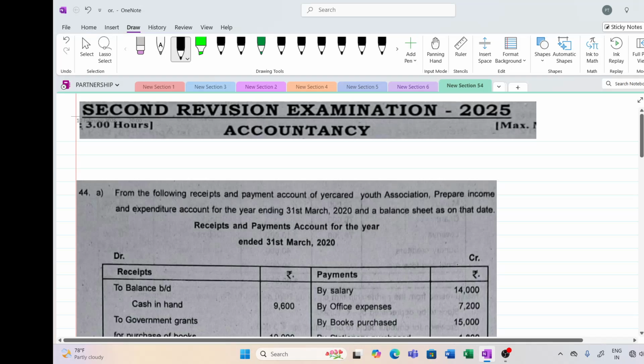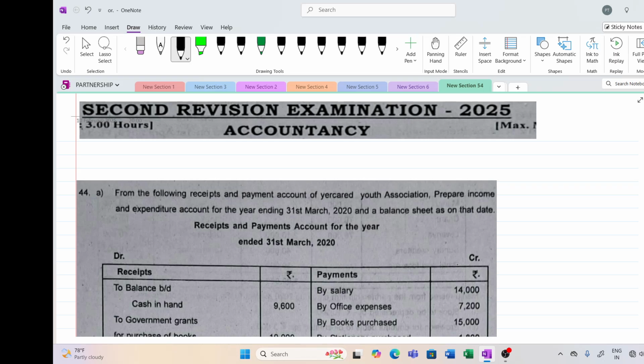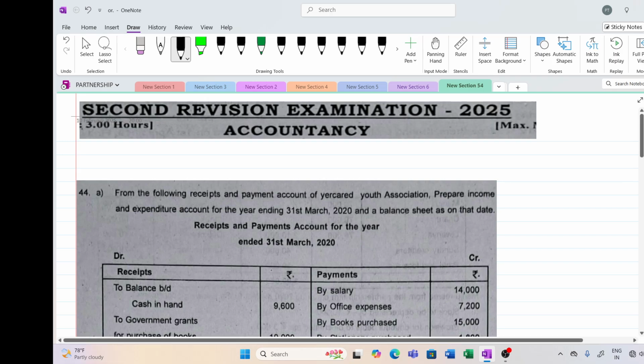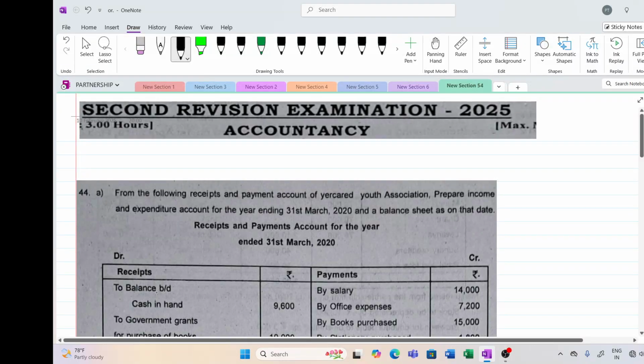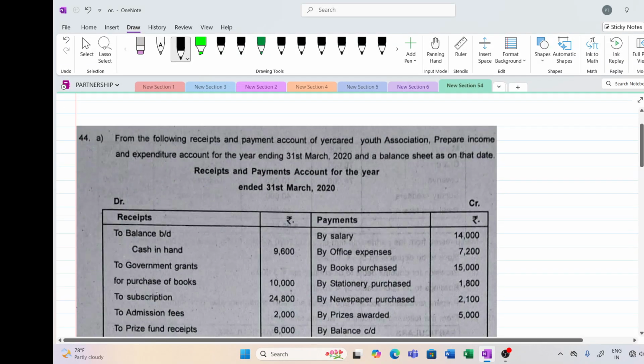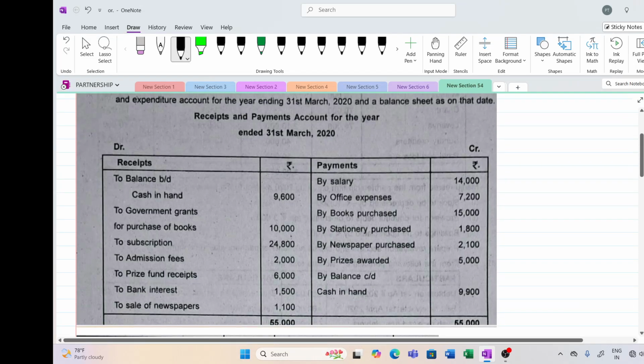Today we are going to see a sum from not-for-profit organization. It's a comprehensive problem asked in the second revision examination of 2025 in Chennai district. From the following receipt and payment account of Yerkadu Youth Association, prepare income and expenditure account and balance sheet as on 31st March 2020.